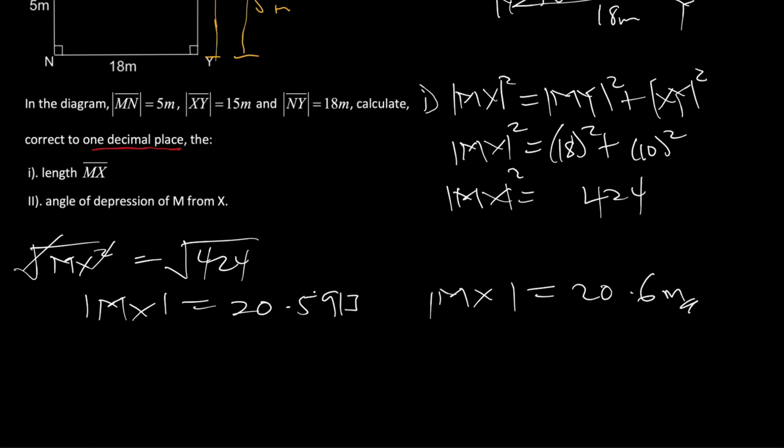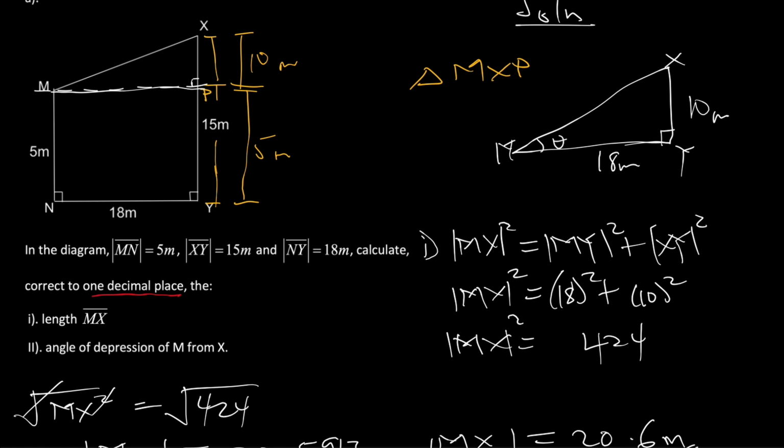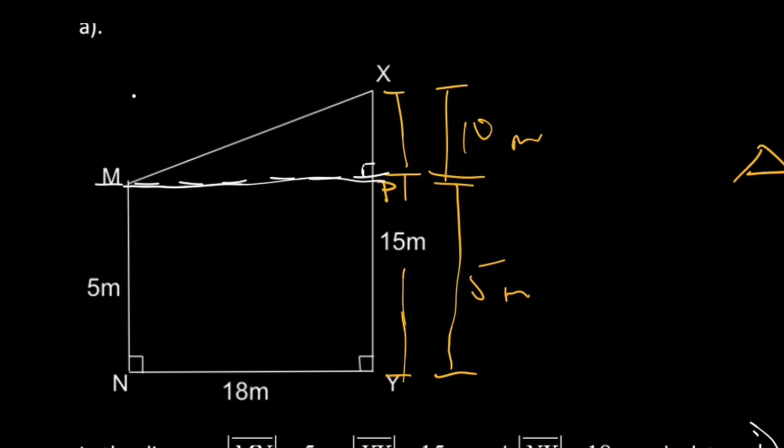Now for (ii), we are finding the angle of depression of M from X. So from X, if we have an imaginary line here, the angle of depression of M from X will be here, theta. And this angle is equal to this angle. So here will be theta. So this is the angle we are finding.